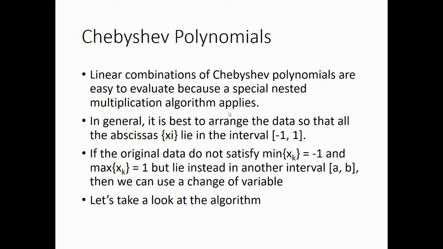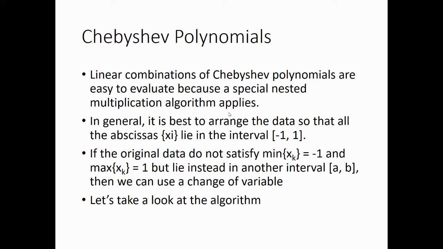So linear combinations of the Chebyshev polynomials are easy to evaluate because the special nested multiplication algorithm applies. In general, it's best to arrange the data so that all the points, or the abscissas, lie in the interval minus 1 to 1. If the original data don't satisfy that, then you can do a change of variable to basically move the area in which they lie.